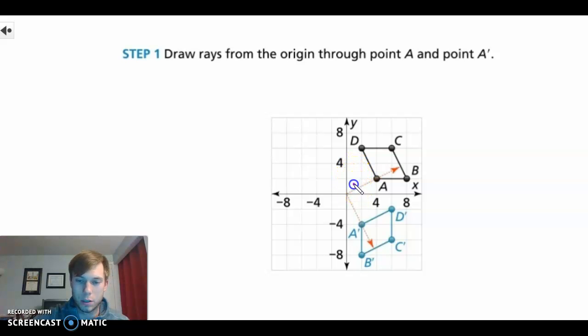counterclockwise about the origin, which is this way, we would need to figure out what this angle is. Now, some of you might right away, and it's perfectly fine if you do, try to identify this angle. Once again, perfectly fine. I understand that. Just know, since we are going counterclockwise, we're focusing on this angle.